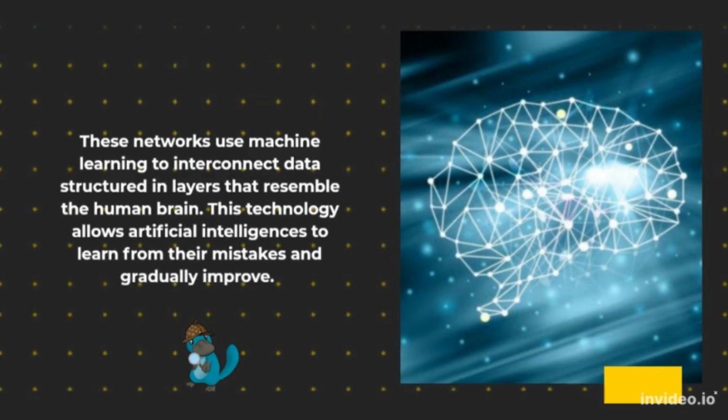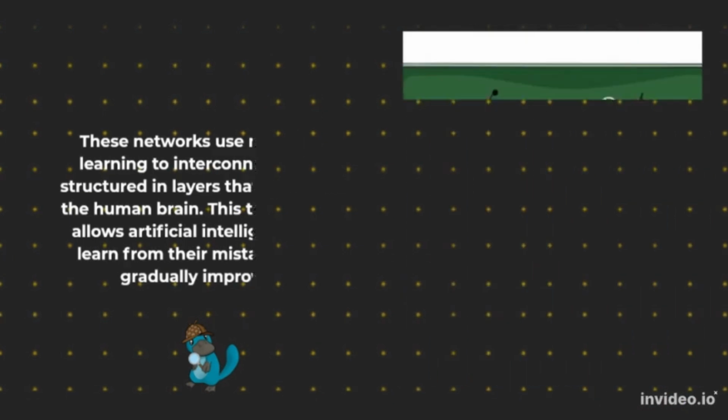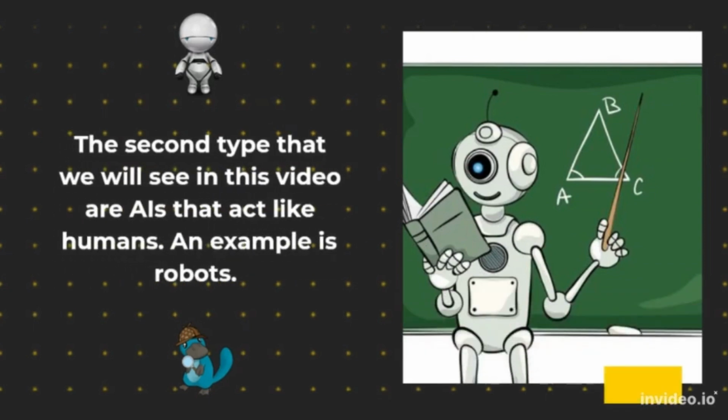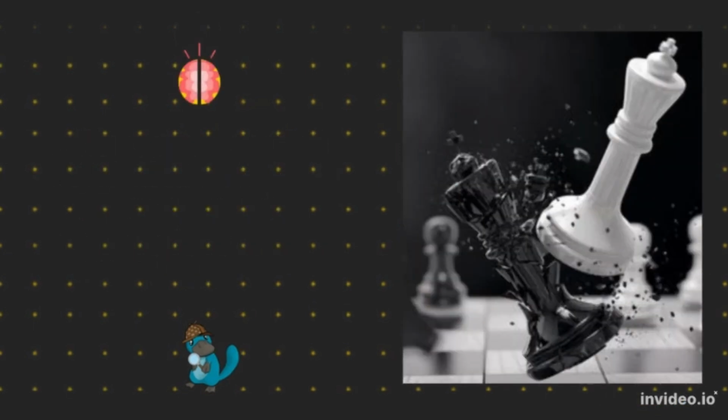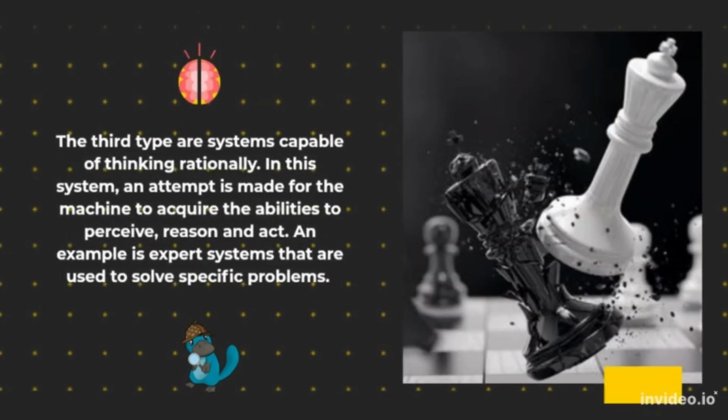The second type that we will see in this video are AIs that act like humans. An example is robots. The third type are systems capable of thinking rationally. In this system, an attempt is made for the machine to acquire the abilities to perceive, reason, and act. An example is expert systems that are used to solve specific problems.